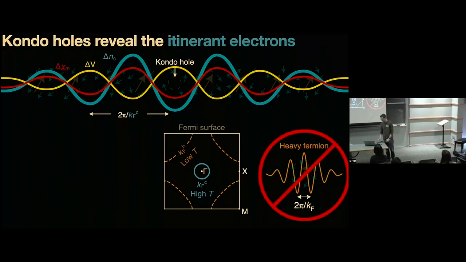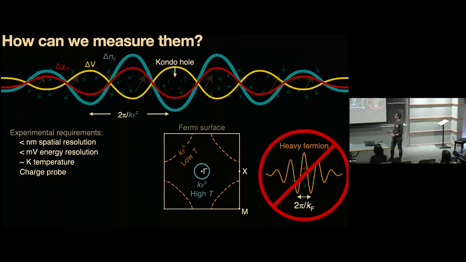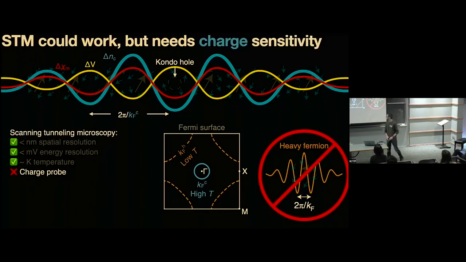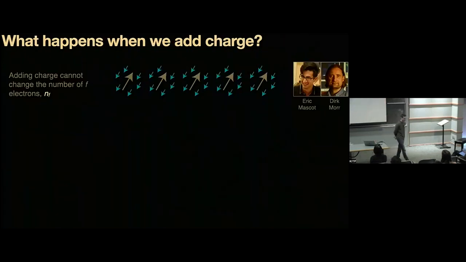Okay, so what would we need to try and measure this? Well, we're going to need nanometer scale spatial resolution, millivolt energy resolution, and sub-Kelvin temperatures. We have all of that. We also need charge sensitivity in order to see this first order response. And an STM measures the energy resolved density of states, but not the energy integrated density of states that you need to detect the local charge. So I want to explain how we get around that problem in heavy fermion lattices. This took us a really long time to understand, so I'm going to try and go through it slowly.